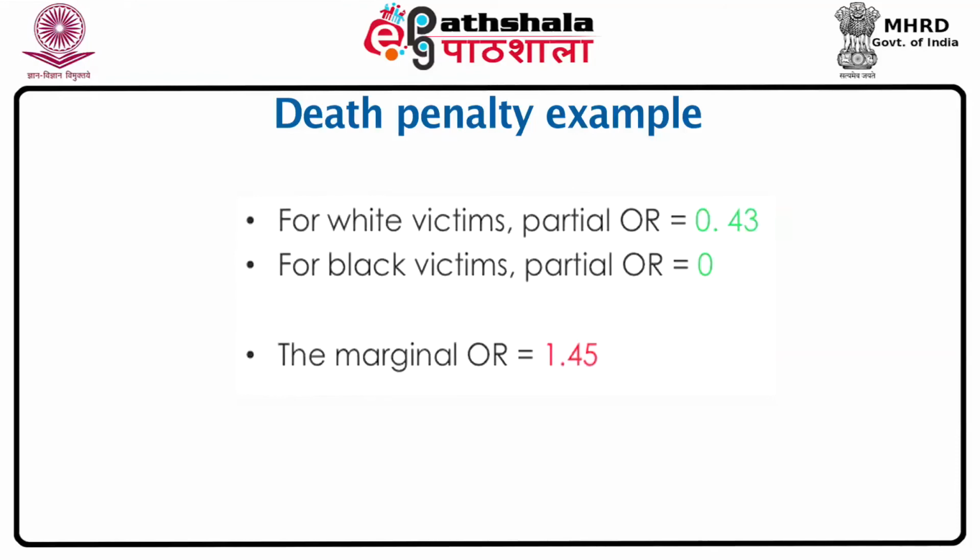We can try and explain the death penalty example looking at conditional and marginal associations. So for white victims, the partial OR is 0.43. For black victims, the partial OR is 0. However, if we look at the marginal OR, then the marginal OR is 1.45, which is on the other side of 1, and hence the conflicting conclusions.